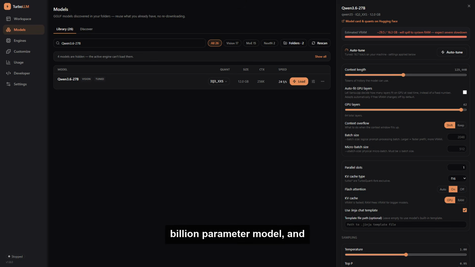This is a 27 billion parameter model, and I want to run it at a long context on one 16GB GPU. On paper, the KV cache alone can end up needing more memory than the model's own weights. Let's watch exactly where that breaks and what actually fixes it, live on this card.